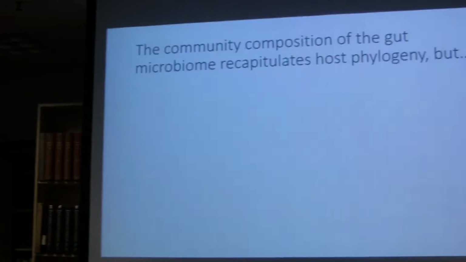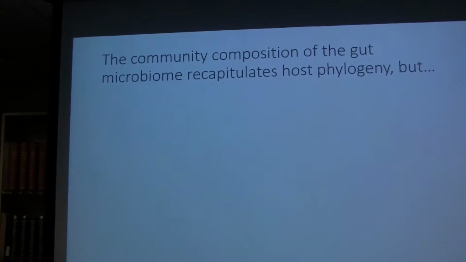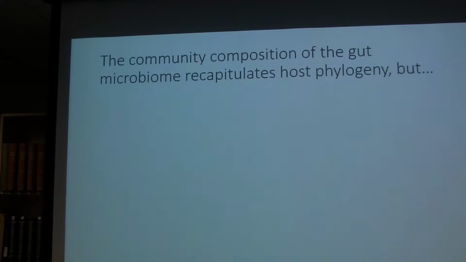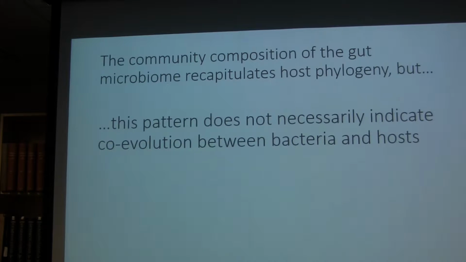Okay, so in part one, I've argued that the gut microbiome, the community composition of the gut microbiome, recapitulates host phylogeny. But I want to say that that pattern alone doesn't necessarily mean that bacteria and hosts have co-evolved. I think there's a lot of confusion in the literature about this, using this word coevolution when really the evidence for coevolution isn't quite there. So it could be that more closely related host species are simply selecting more similar sets of bacteria from their environments. And the bacteria themselves don't have to be evolving in response to the host at all. They might just be hanging out in the environment and selected every time a new host is born.